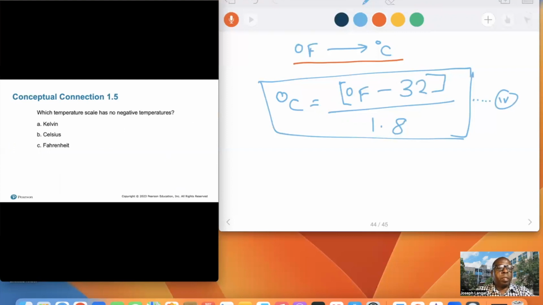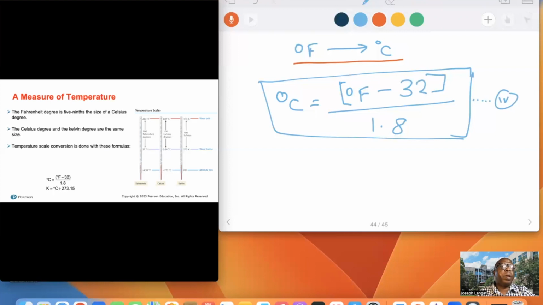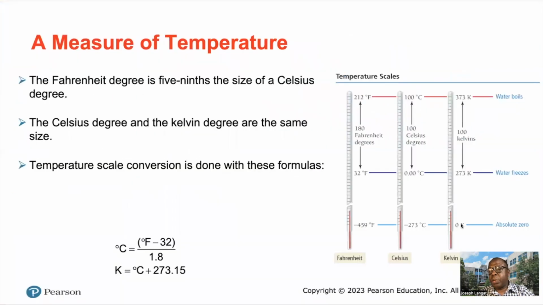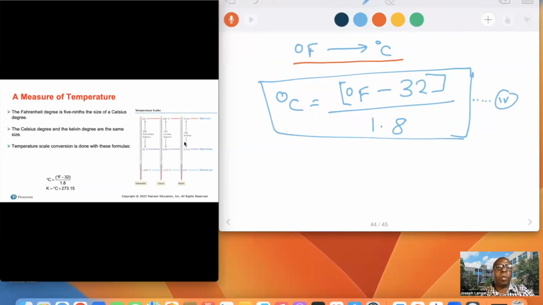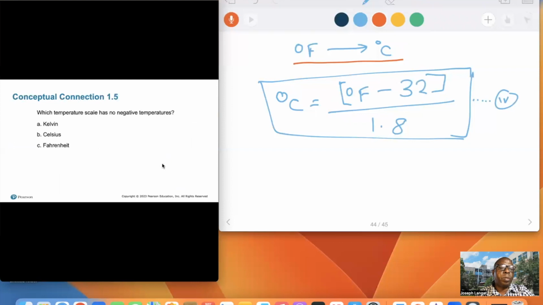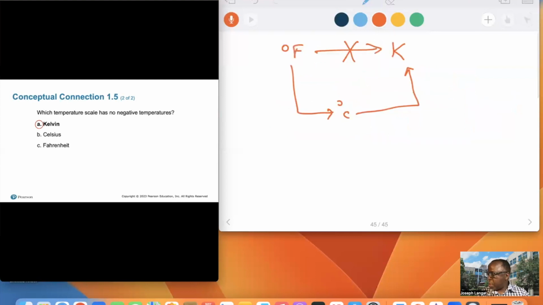Here is a conceptual question. It's in the text. Which temperature scale has no negative temperature? It's expected that you can look at the scales here. There is no negative here, here is a negative, and here is a negative. That's what the question is asking: which scale has no negative temperature. Of course, the correct answer is A, Kelvin.